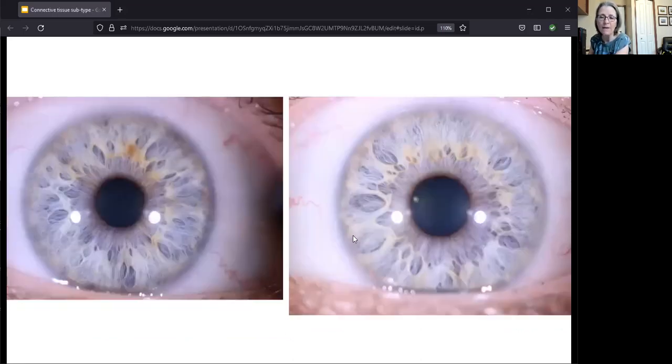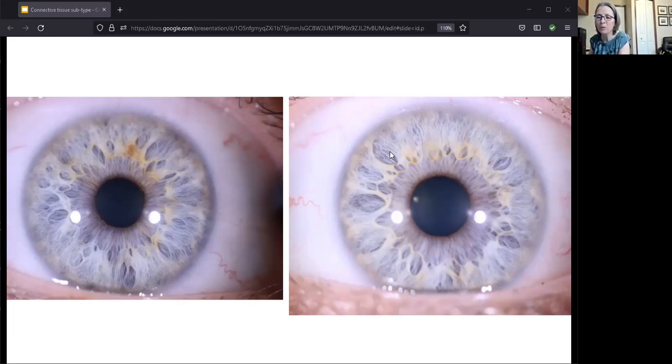Here we have another example of a connective tissue subtype. Now notice how the fiber structure is really loose and it's messy. It's not nicely organized. Notice that she's got little lacunae that are not attached to the collarette. That can be another identifier here, right? Like this one here. And this one is not attached to the collarette either.